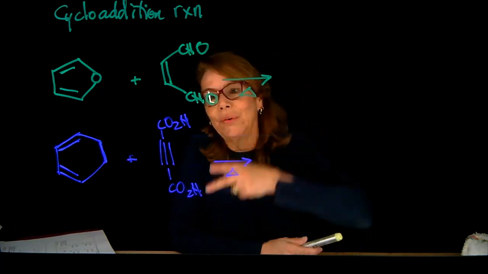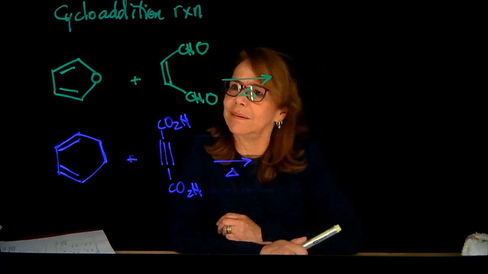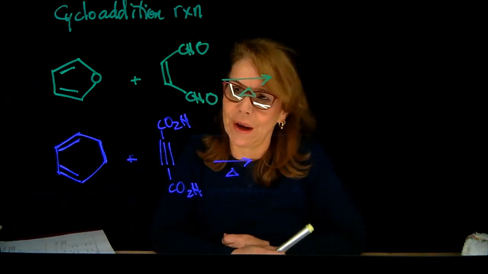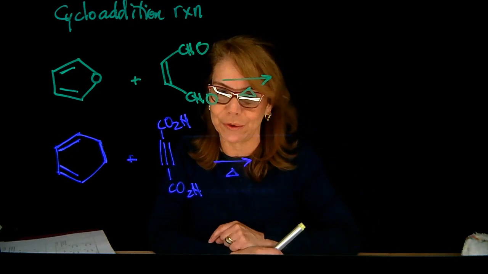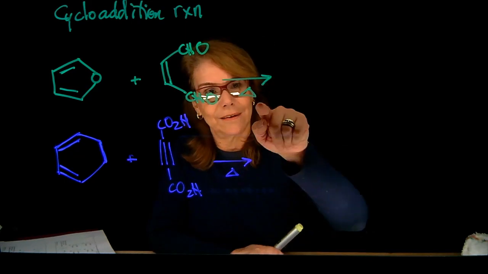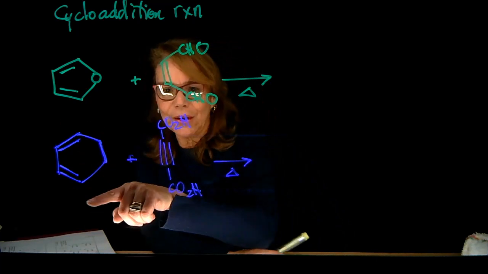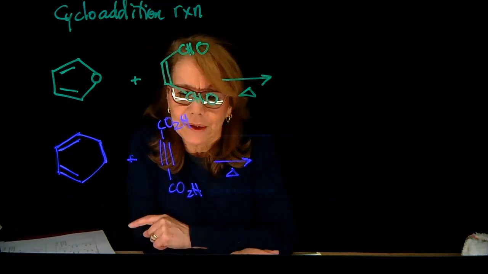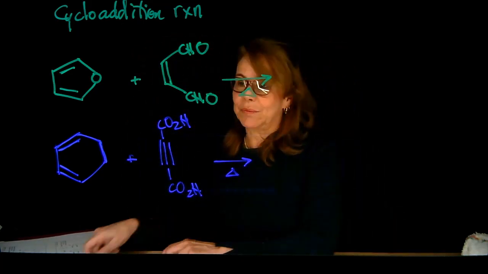Here we have two reactions, and we're being asked to predict the products. As we can see, this is a diene, furan, and that is a dienophile with two electron withdrawing groups, aldehydes. The reaction proceeds with some heat. And this is another diene and another dienophile, this time an alkyne. So let's do the products.